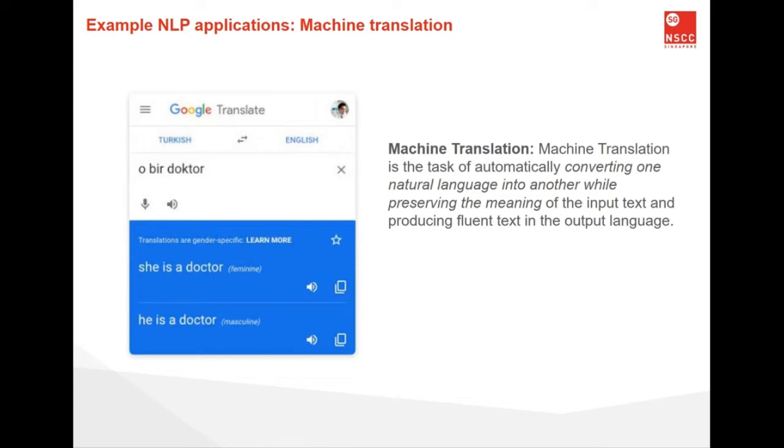One major application for NLP is called machine translation. Machine translation is the task of automatically converting one natural language into another, preserving the meaning of the input text, and producing fluent text in the output language. While machine translation is one of the oldest subfields of artificial intelligence research, the recent shift towards large-scale empirical techniques has led to very significant improvements in translation quality.